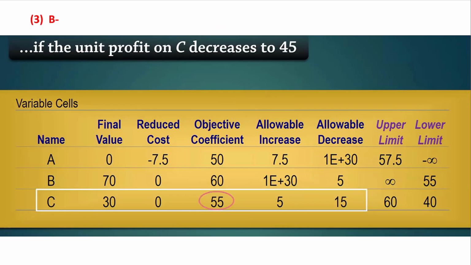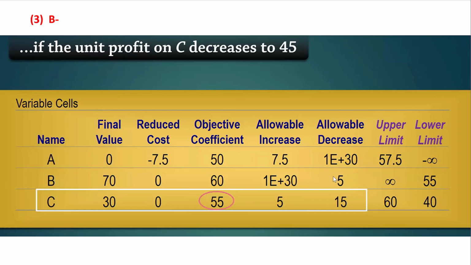Point B in the third requirement: if the unit profit on C decreases to 45. We know the objective coefficient, or unit profit, for C is 55. If we decrease 55 to 45, what will change? Is the optimal solution changed or not? How to know?